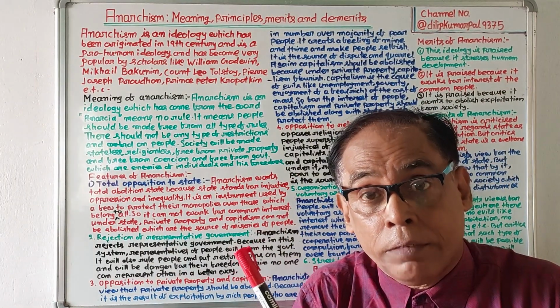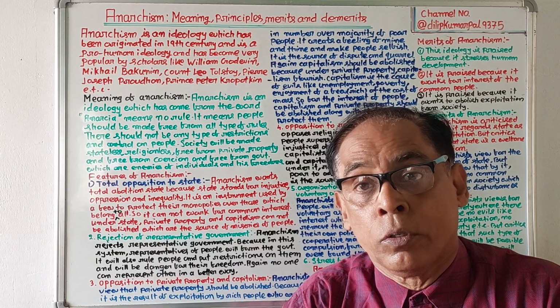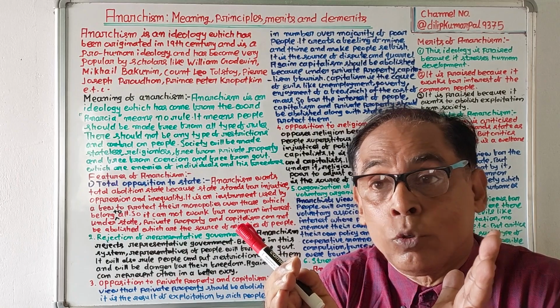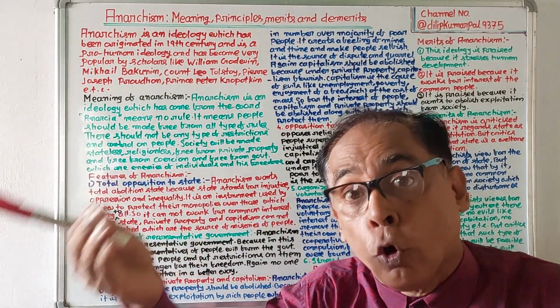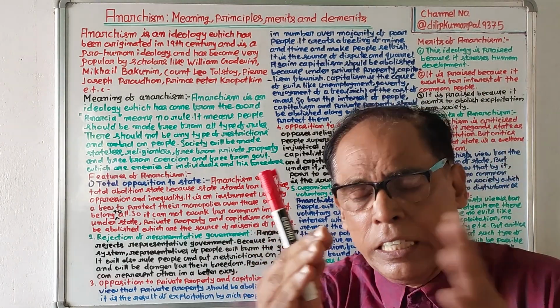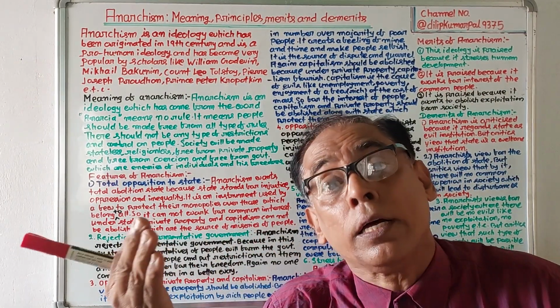The state is considered by anarchists as an instrument which is used by a few to have monopoly over those things which belong to all. It means it is an institution for the rich people.